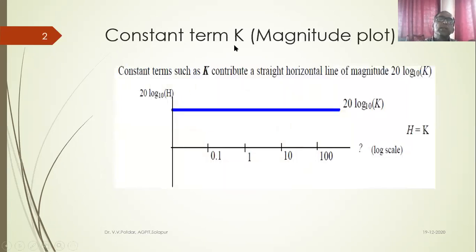First, constant term k. Let us see the magnitude plot. Constant terms such as k. Now, k might correspond to some number. When we take an example, we will understand that. In the transfer function, some constant number is there. I might have 50, maybe 1000. That corresponds to constant k, which is called the steady state gain of that system. The constant term k contributes a straight horizontal line of magnitude 20 log to the base 10 of k.